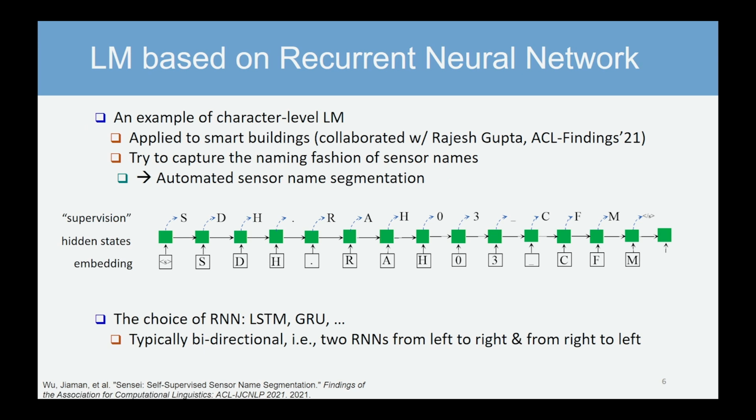Let me give you a more concrete idea about how we can train a neural network model using this language model objective. This is work I did two years ago together with Rajesh Gupta's group. We were working on smart building cases, and I was told there are about 5,000-ish sensors in every modern building nowadays. Every sensor has a name, and the name is curated by the building vendors who install these sensors. The name itself contains a building name, room ID, functionality, and much other information. But it's really hard to understand how we can segment this sequence of characters into different meaningful units.